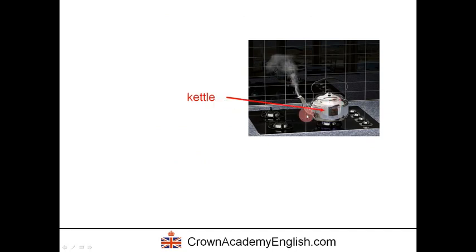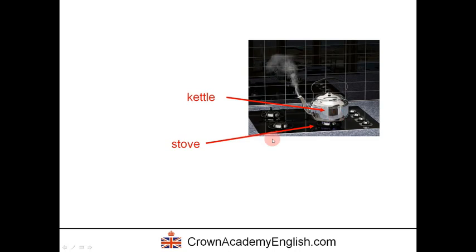This object is called a kettle. A kettle. We use a kettle to boil water. You can see the water is boiling and steam is coming out of the kettle. Steam, S-T-E-A-M, is coming out of the kettle.